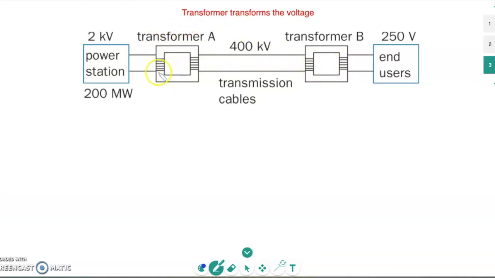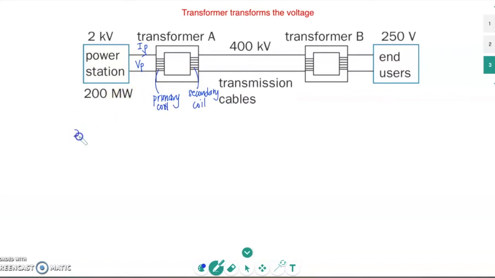So for transformer A, we have the primary coil, and we have the secondary coil here. Similarly for transformer B. Now, the voltage supplied at the power station is here, so we have VP, the voltage of the primary coil, and therefore a current at the primary coil. The power supplied by the power station is 200 megawatt.